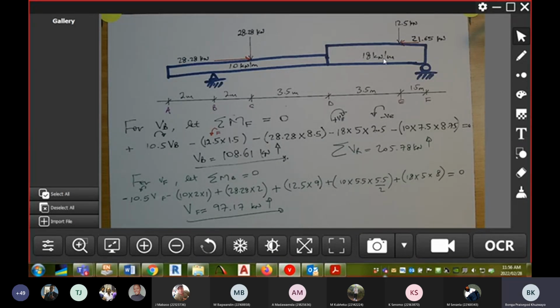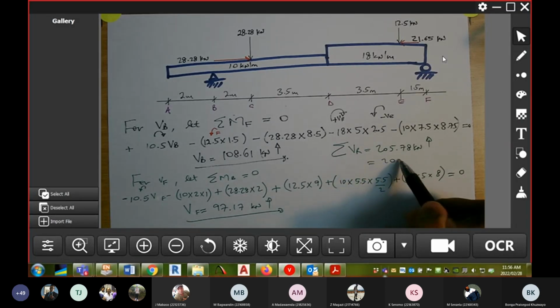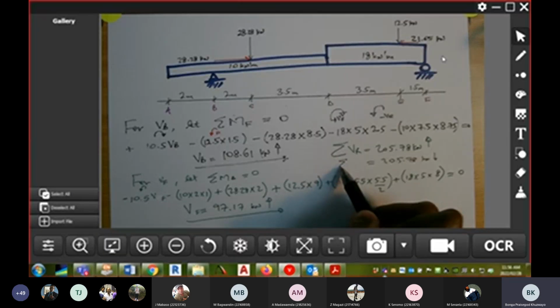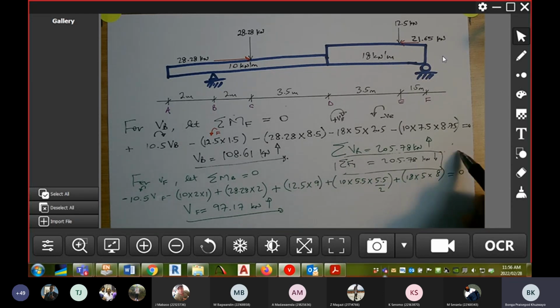Same student, please can you work out the sum of the forces in the y direction for us? So what is 28.28 plus 12.5 plus 18 times 5 plus 10 times 7.5? What do you get? 205.78 kilonewton going down. This is the sum of the forces in the y direction externally applied, so we're okay vertically.